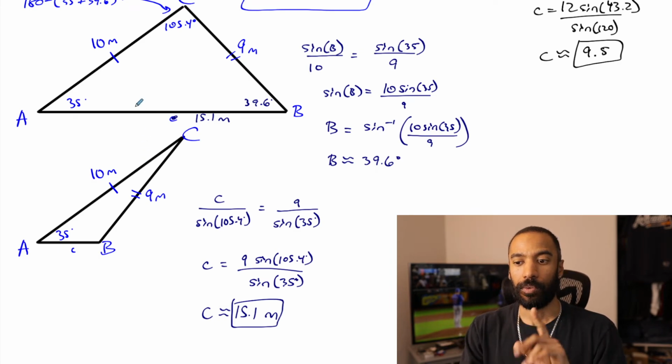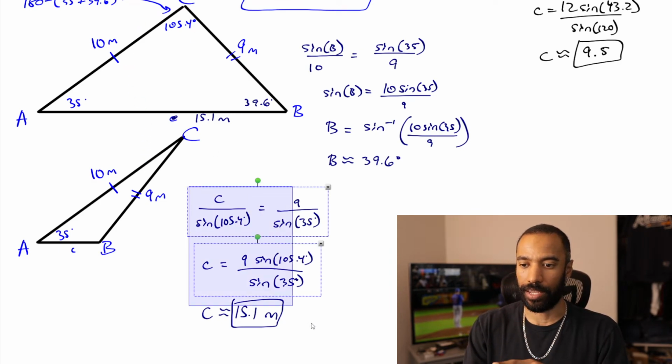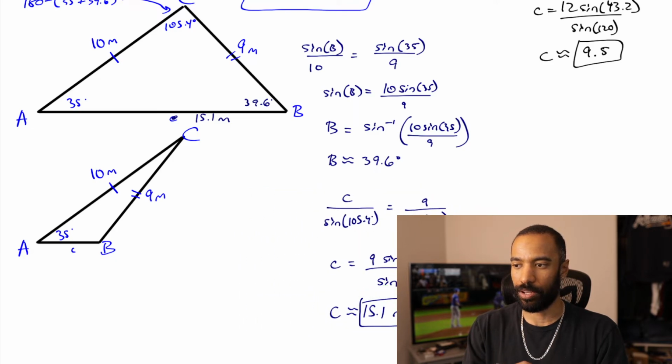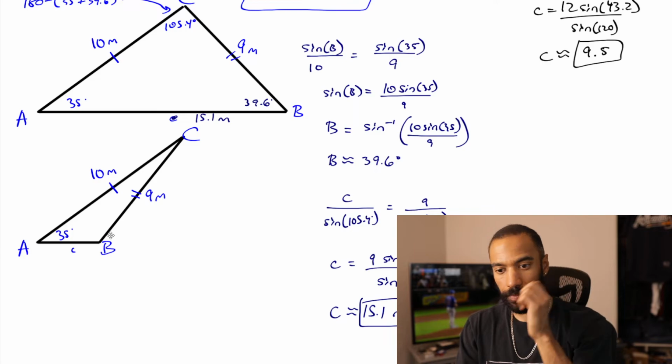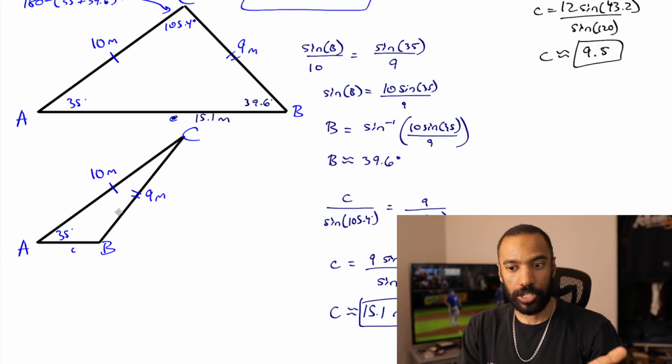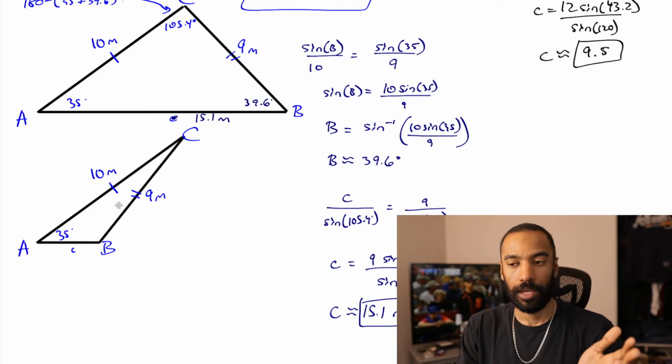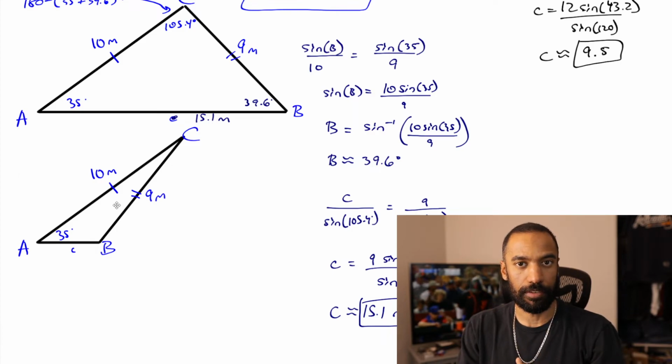All right, now, we're not done with the problem. We're done with that triangle, but we still have one more triangle here to do in this problem. And the question for you will become, how do we solve this any differently?